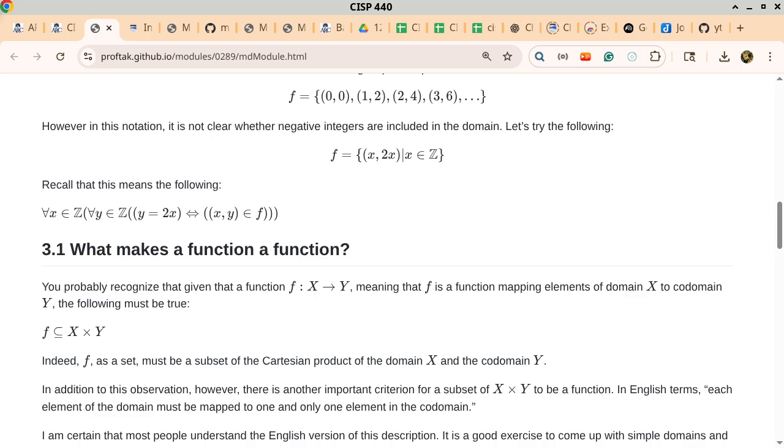The upside down, what again? Sorry. This is for all. No, this one is for all. So that means, for all x in the set of all integers, and for all y in the set of integers, this has to be true. It means for all integer x and for all integer y, y equals 2x if and only if the two-tuple (x, y) is an element of f. Yep.